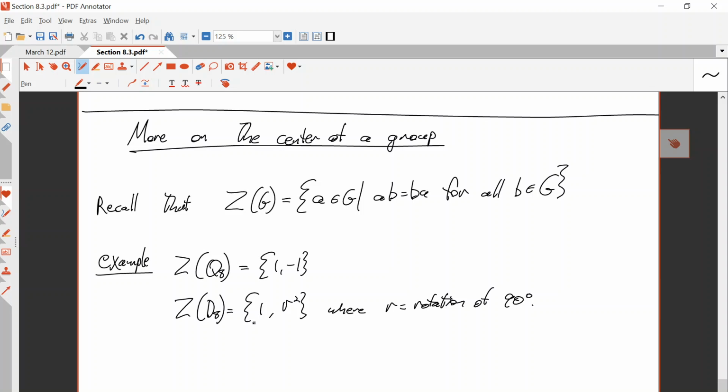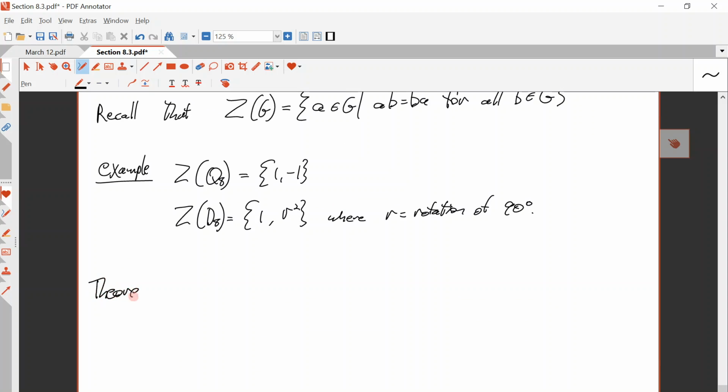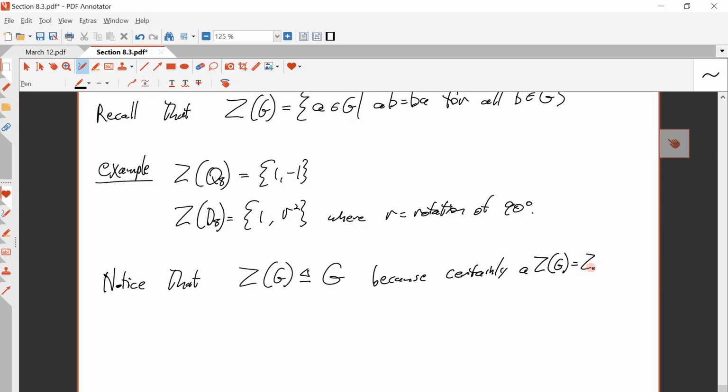All right. Interesting theorem right here, and this will be used later to talk about groups of order p squared, where p is a prime. First, let's take the theorem. You'll also notice that Z(G) is a normal subgroup of G, because certainly aZ(G) is Z(G)a for all a in G, because the stuff in Z commutes with everything in G.